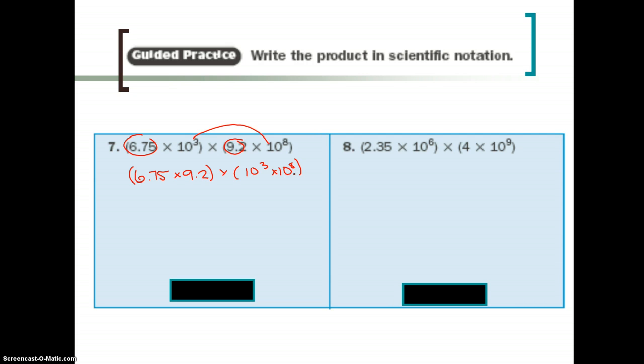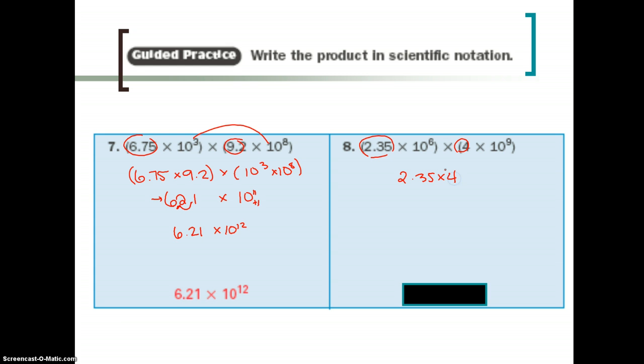For number 7, 6.75 times 9.2 becomes 62.1. 10 to the 3rd times 10 to the 8th, 8 plus 3 is 11. Is this scientific notation? Well, look at the 62.1. Move the decimal point. That means I'm going to add 1 to this exponent. So you have 6.21 times 10 to the 12th.